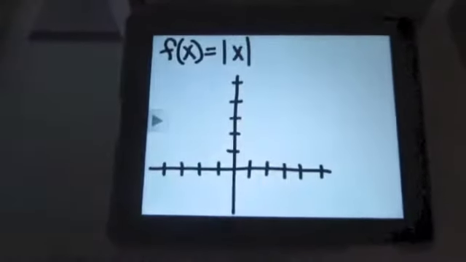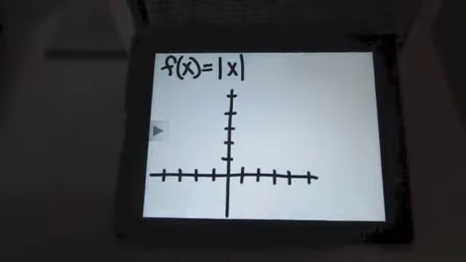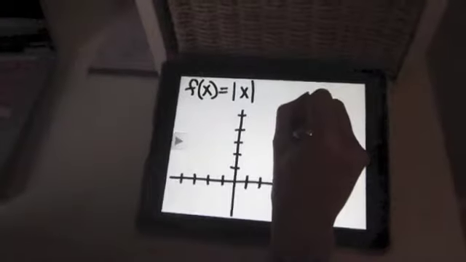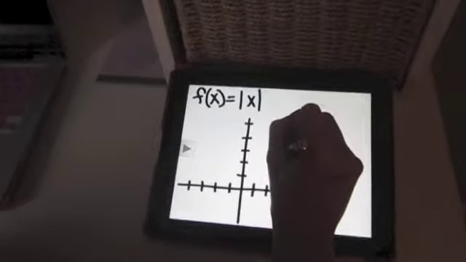Now let's try another example. Let's try the absolute value function. F of x equals the absolute value of x. So first, let's graph this. We all know that this function looks like a V. I'll plot a few points first and then connect them.